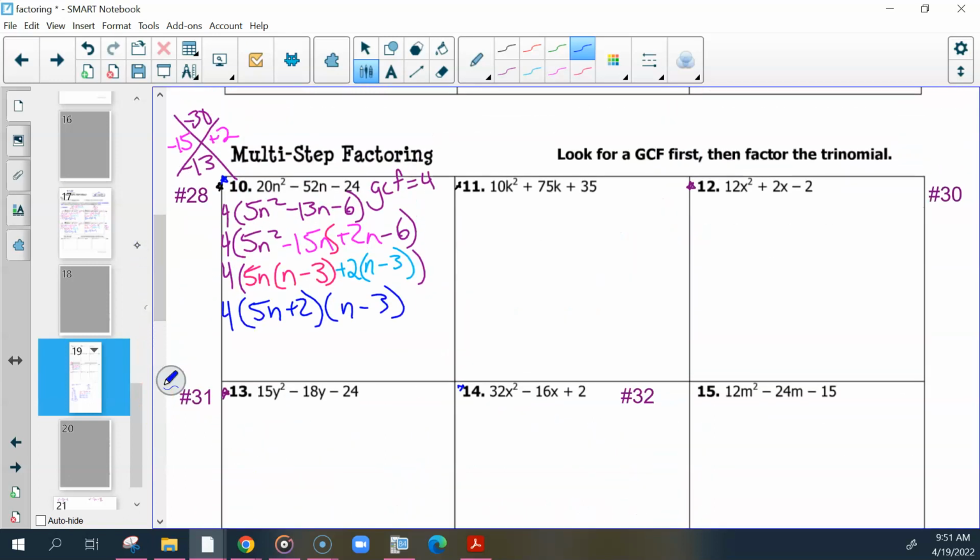I want to get at least 11 done. If we can get 12 done today, then you'll have more time to practice next class. But if we can't, then we'll start next class.